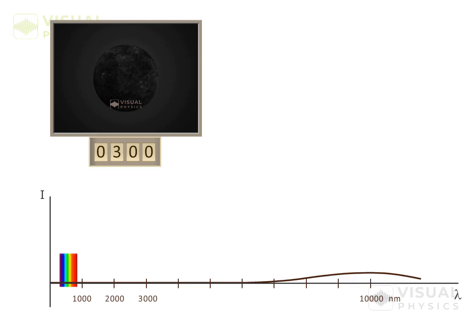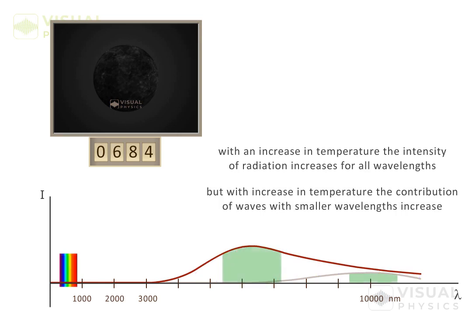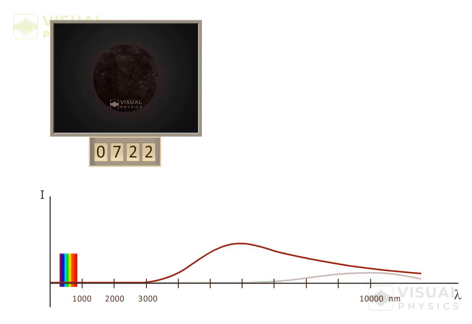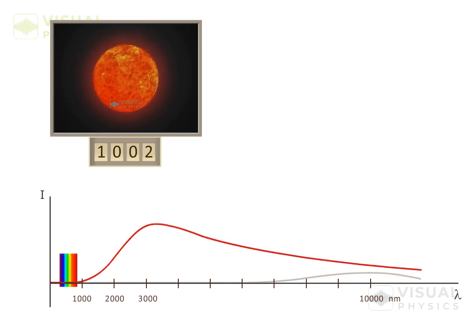When we start to heat an object, that is, as the temperature of the object increases, the dominant wavelength of radiation decreases. Though, with an increase in temperature, the intensity of radiation increases for all wavelengths. But with increase in temperature, the contribution of the waves with smaller wavelengths increases. At around 1100 Kelvin, the wavelengths in the red region have sufficiently high intensity. And that is why the object appears to be red around this temperature.